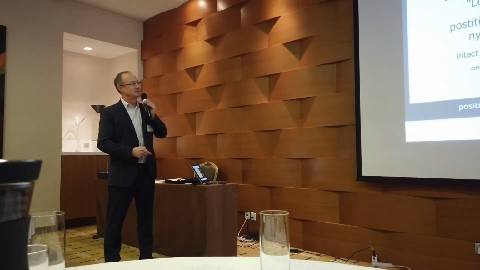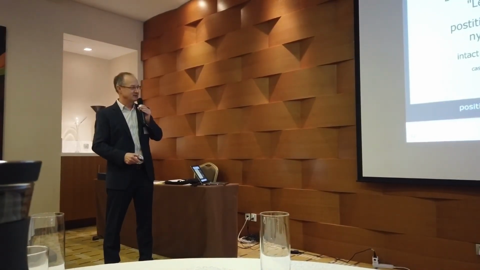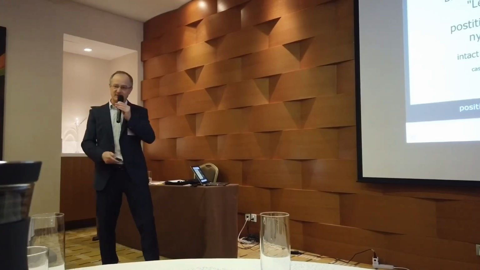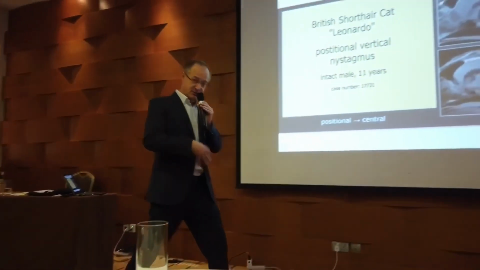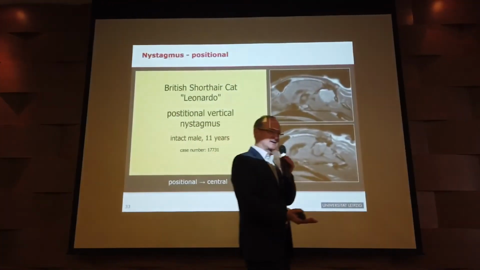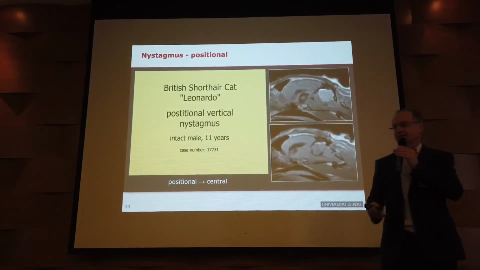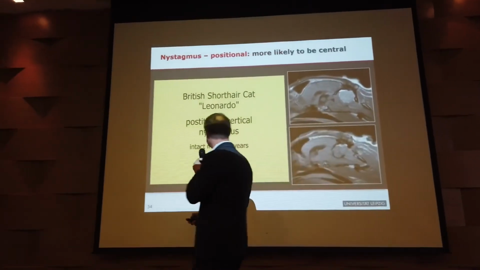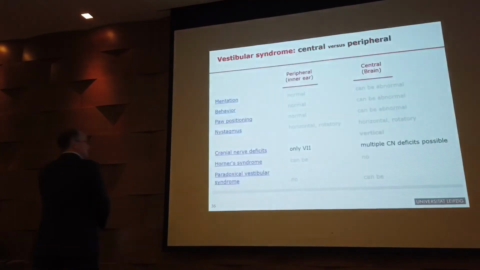Okay. Positional nystagmus, more likely to be central, but in Leonardo it was even vertical. It doesn't matter that we had to turn him around in order to see the vertical nystagmus. If you see vertical nystagmus, it's central disease. So we did talk about that.